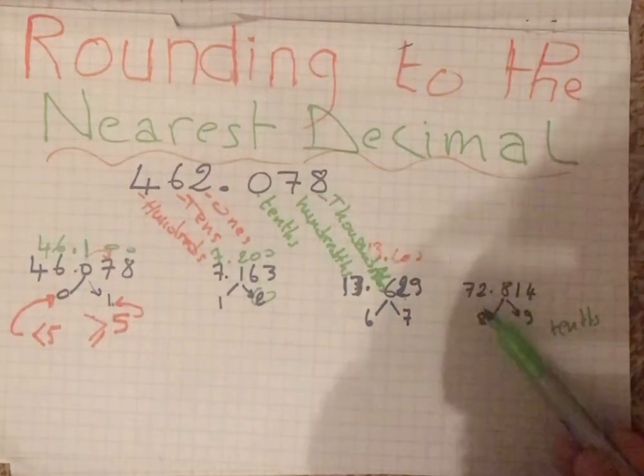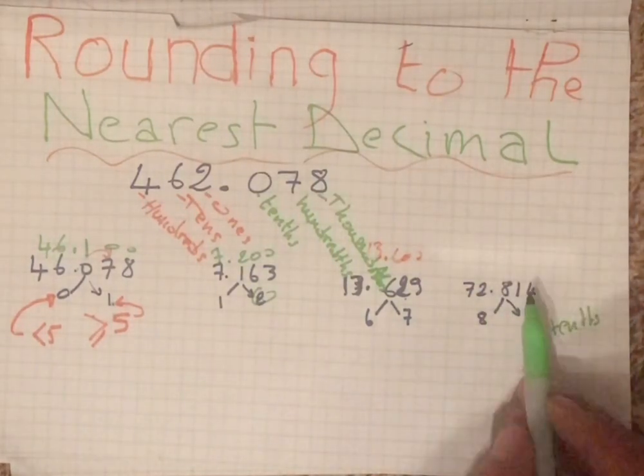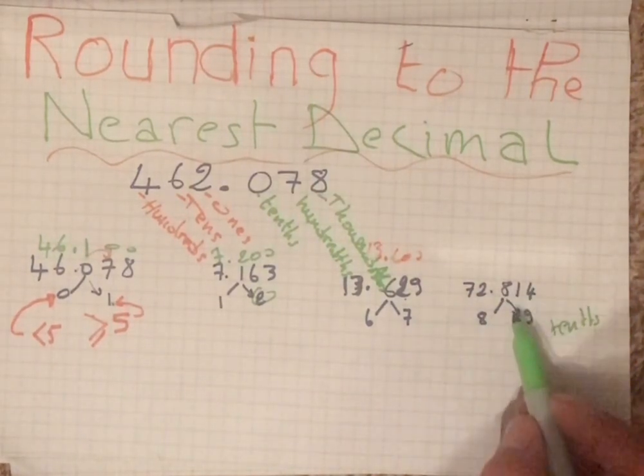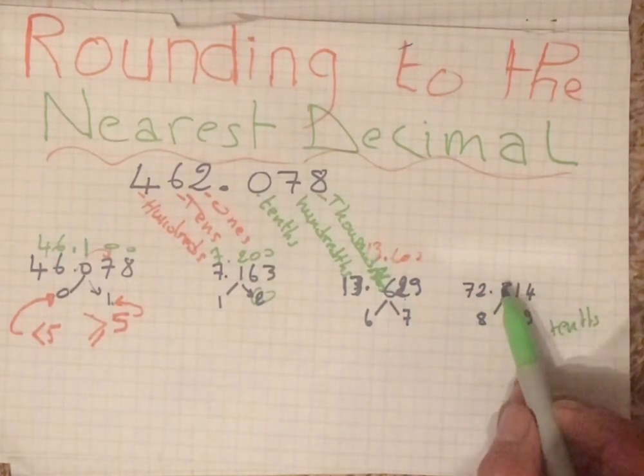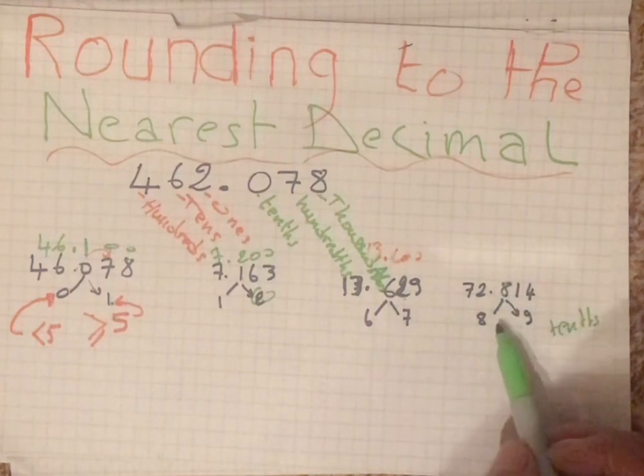Think with me on this one before I write anything. The number in question is 8. We want to round it to the nearest tenth.